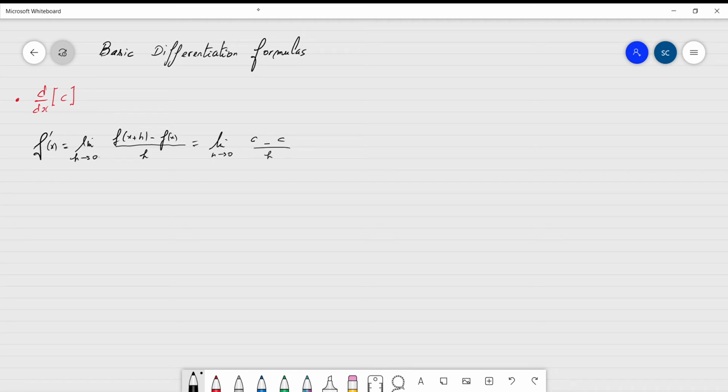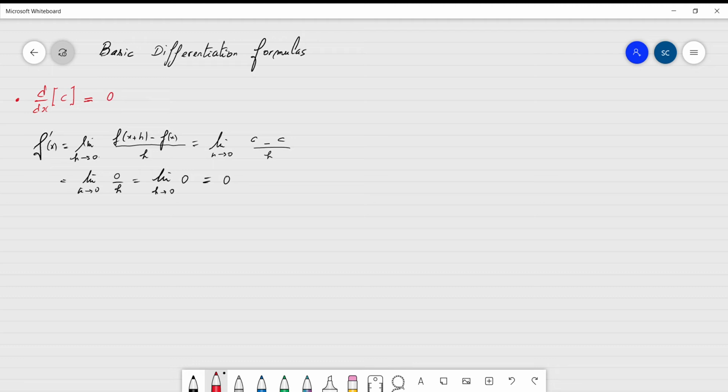Over h. Okay, so finally, it will be the limit as h approaches 0 of the 0 function over h, which is the limit of a 0. So this is 0 as h approaches 0, and the limit of a constant function is itself. Here it's 0. So finally, we can write the answer here: the derivative of any constant function is 0.